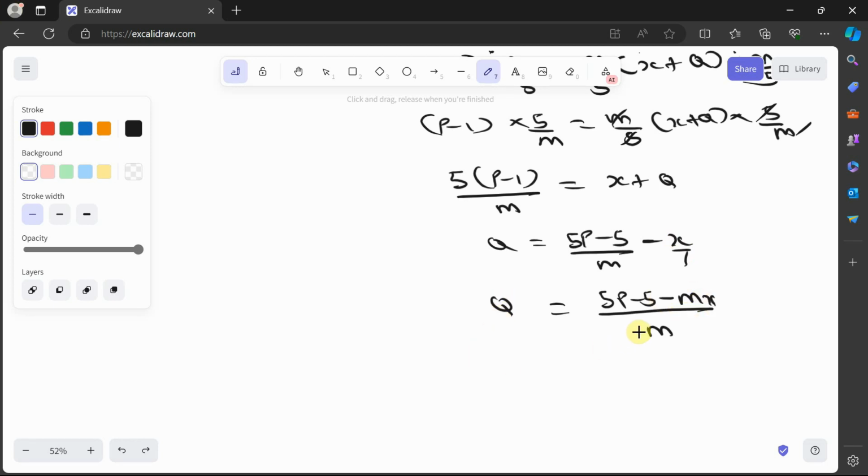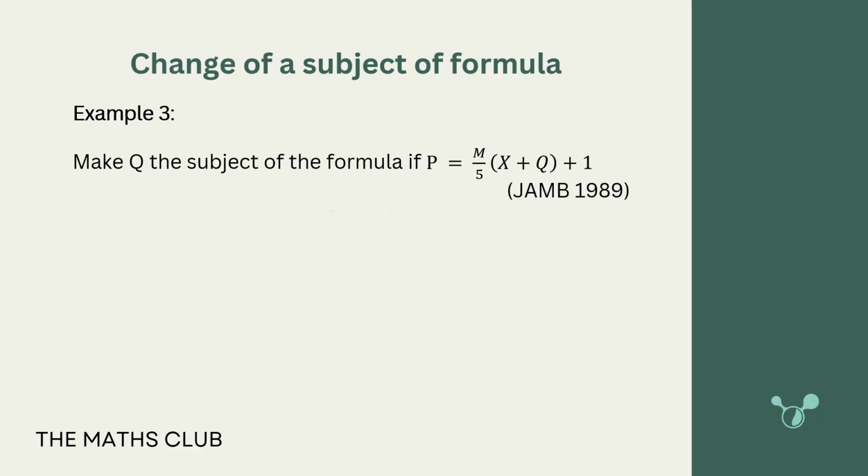So they might have rearranged it in another way. Maybe in the material they say 5p minus mx minus 5 all over m. It's still the same thing. It's just rearrangement. So let's see if our answer is correct. Great. So we have 5p minus mx minus 5 all over m as our answer. If you got this, well done to you.